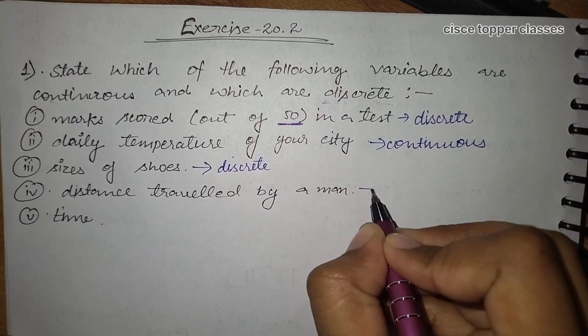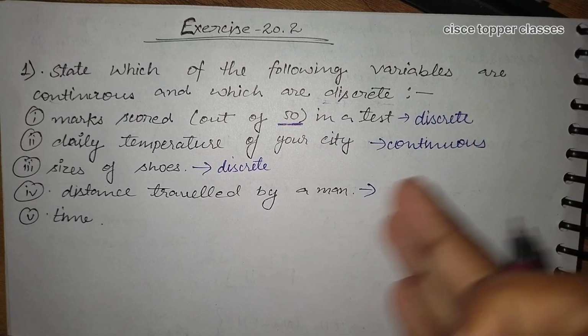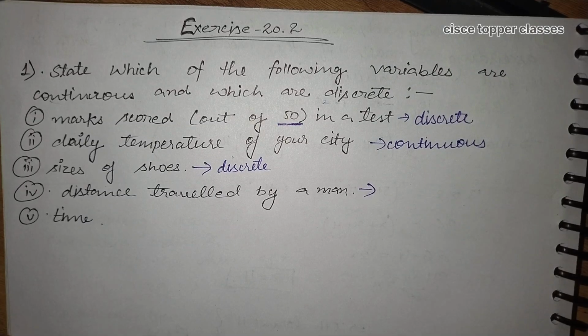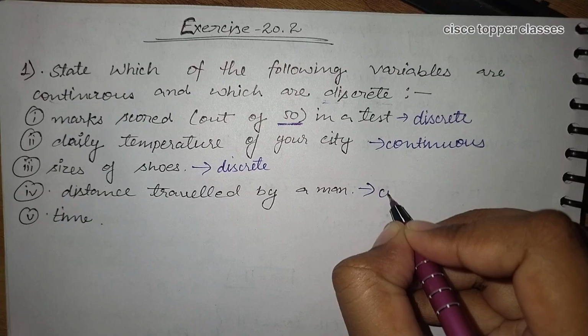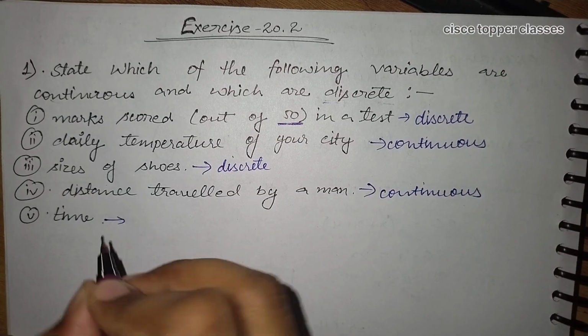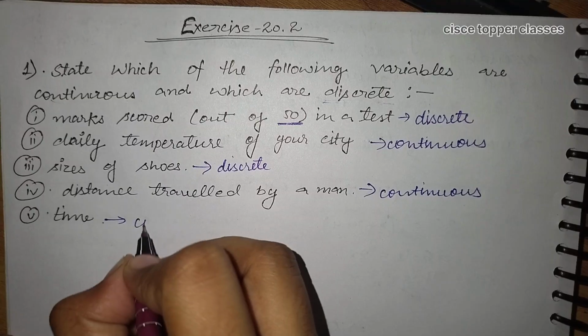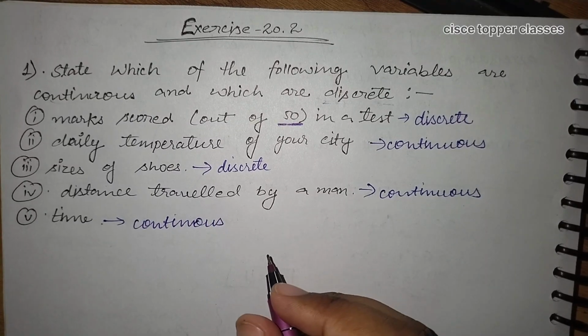Now distance traveled by a man, that will always be increasing, because when a man goes 1 kilometer, then he will go 2 kilometers, then 3 kilometers, that will be in an increasing sequence. So this is continuous here. If we want to write for time, time never decreases, it only increases, hence it is also continuous. So this is the solution of question number 1 here.